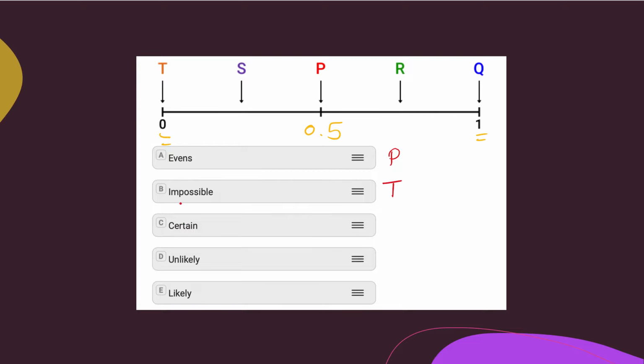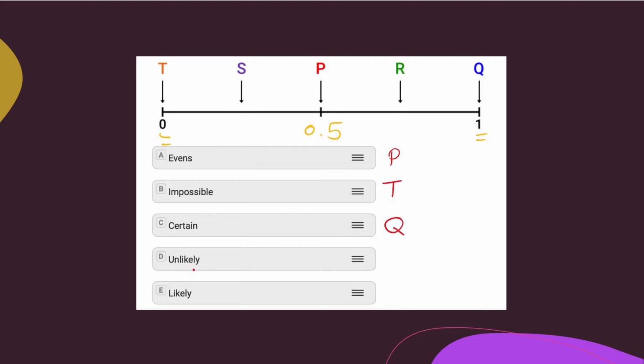Certain means something is 100% going to happen, and that means it's the full amount. So the full percent, so 100% is going to happen. So certain would be Q, because Q is at the front at 1.